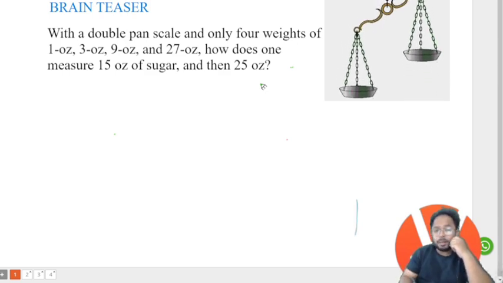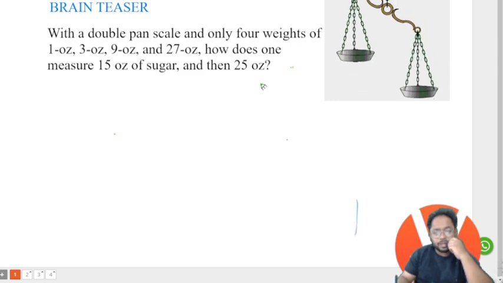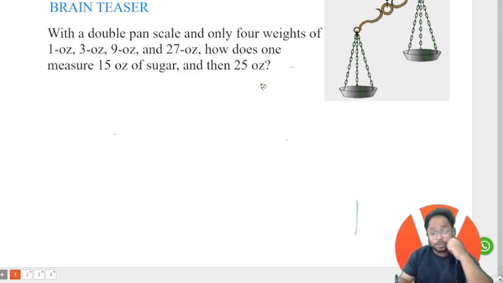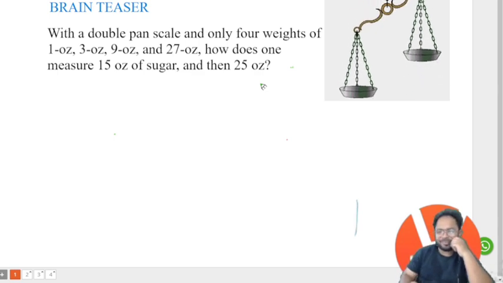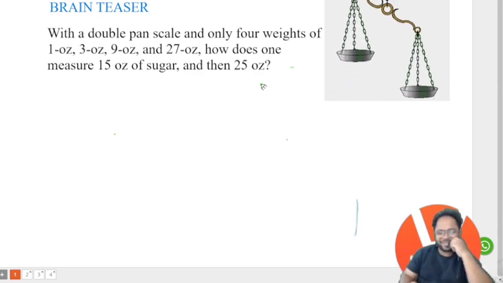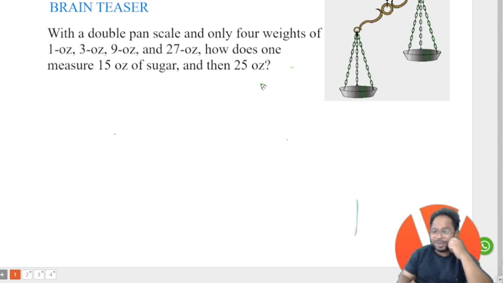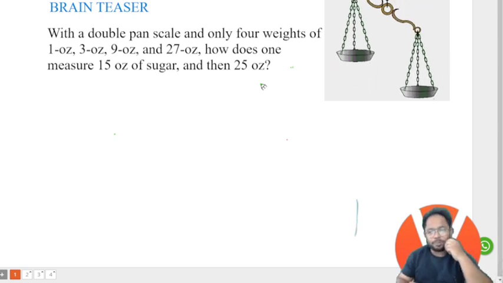So what is a double pan scale? You can see here. Now I would ask everyone to pause the video and try to solve it. All right. So now let's discuss this problem.